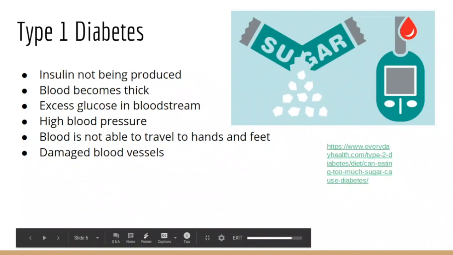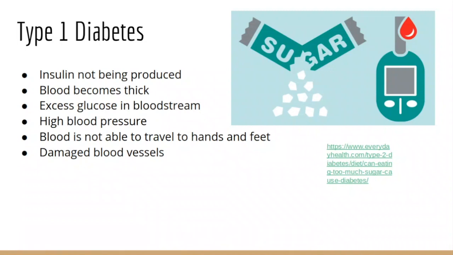Anna had type 1 diabetes, which is when there's no insulin being produced. Insulin is what regulates your blood sugar. So now her blood is becoming thick because there's an excess amount of glucose or blood sugar in her body. This will raise blood pressure because these sugar molecules are big, and now blood can't get to her hands and feet because it's having trouble getting through the small tubes.